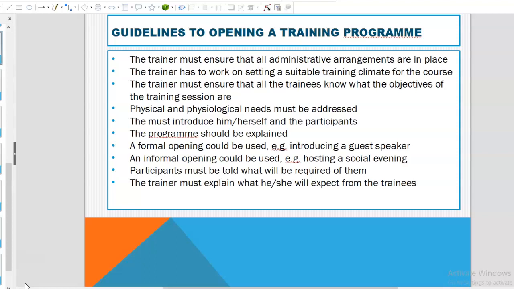And three, the trainer must ensure that all the trainees know what the objectives of the training session are, which is very important. Four, physical and physiological needs must be addressed. Also, that is very important. Remember, physiological needs are the ones that have to do with the body. The body gets tired. Is your program catering for such types of needs? Physical needs, we get hungry. In your program, when are people going to go for break and all of that?